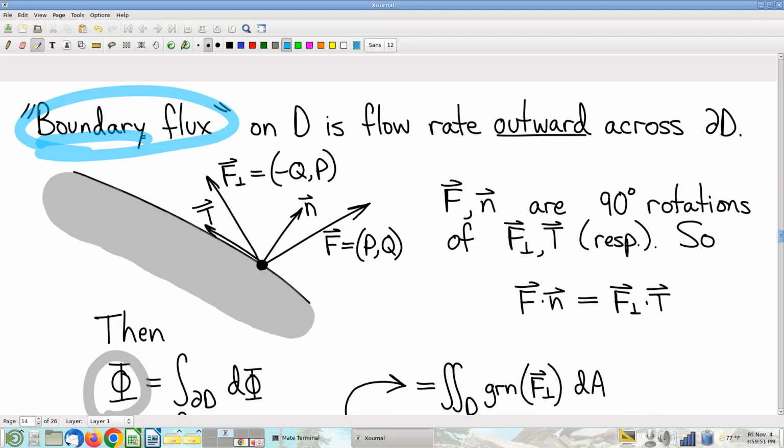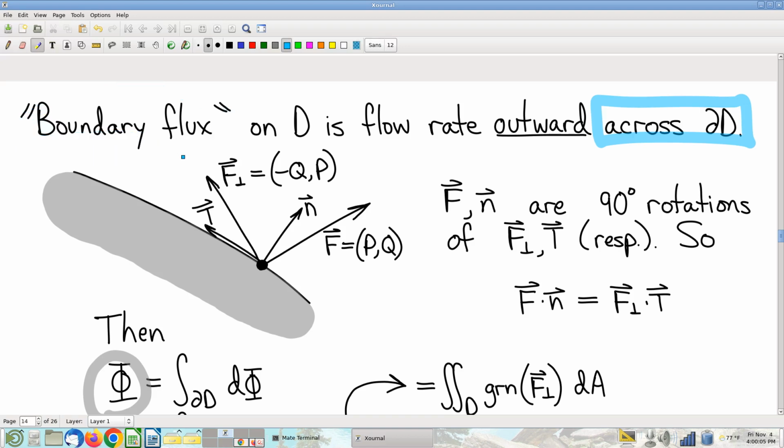Flux through a curve, but that you're computing across the boundary of a region. So a boundary is a curve, and so you could reasonably talk about how much flux there is through that boundary. There is another convention here.